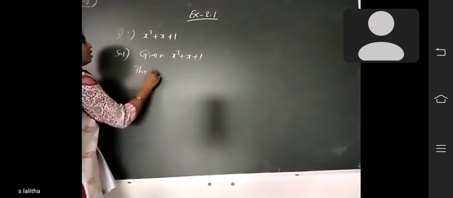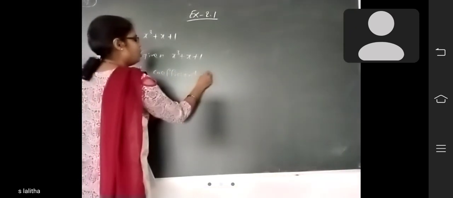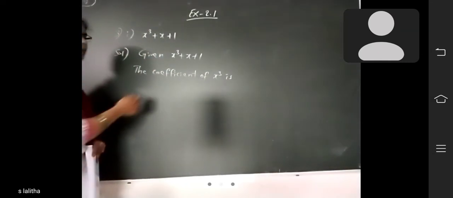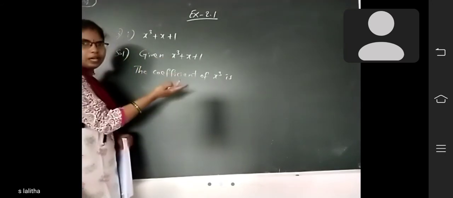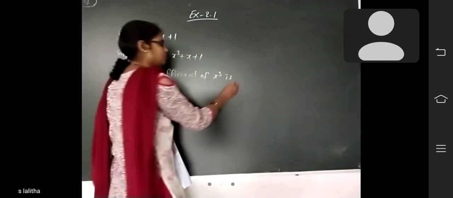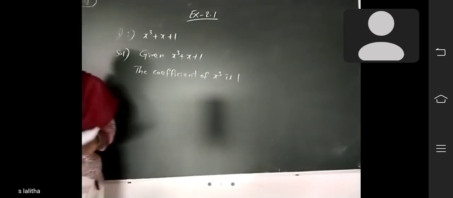The coefficient of x cube is, what is the coefficient of x cube? Here x cube is here. What is the multiple? Here there is no number, which means 1. 1 into x cube only. So the coefficient of x cube is 1.